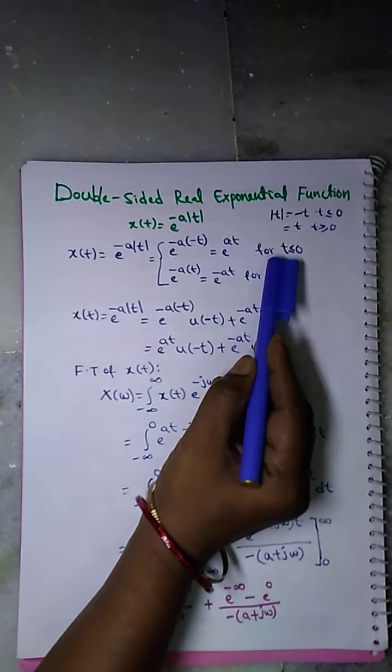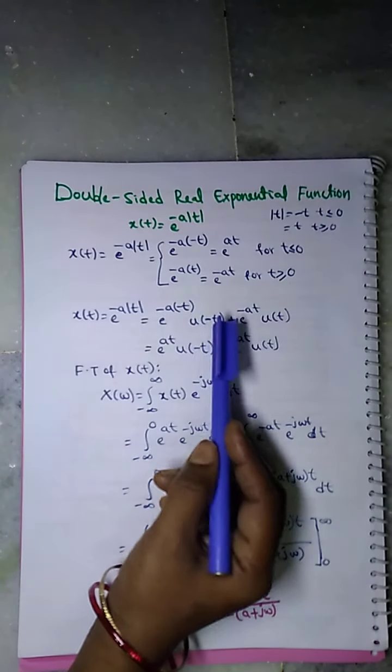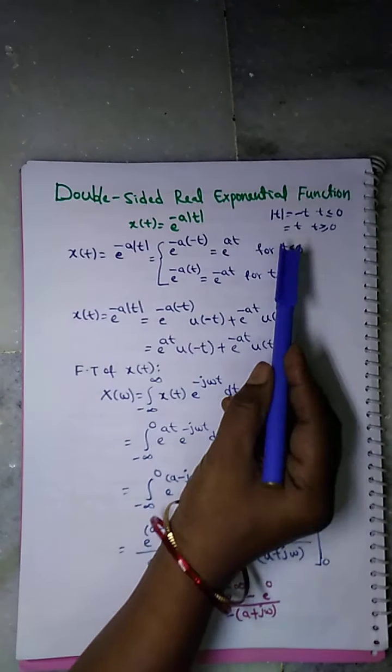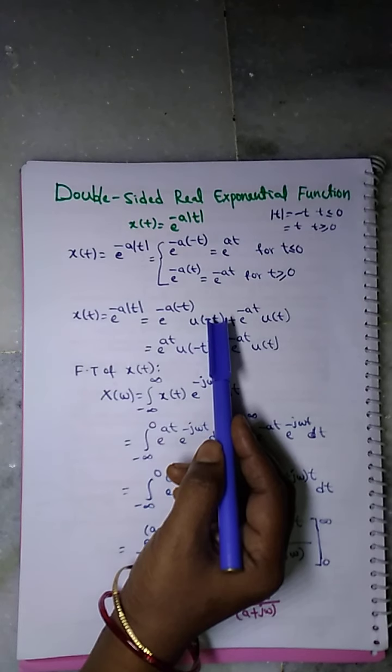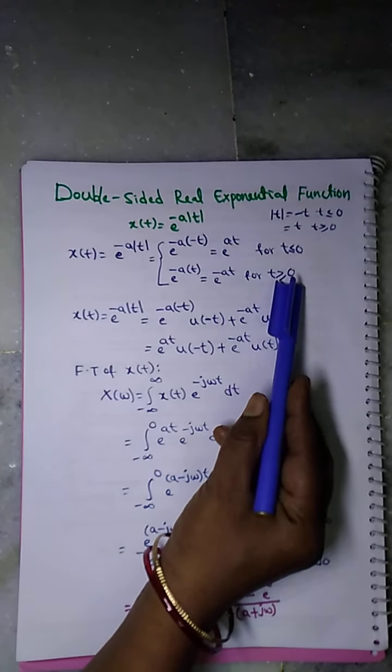So x(t) can be written as e^(-a·(-t)) for t less than or equal to 0. When you have a signal for t less than or equal to 0, we represent it as u(-t). u(-t) has value only for t less than or equal to 0. And for t greater than or equal to 0, what is the value? It is e^(-at) times u(t). u(t) has value 1 for t greater than or equal to 0.